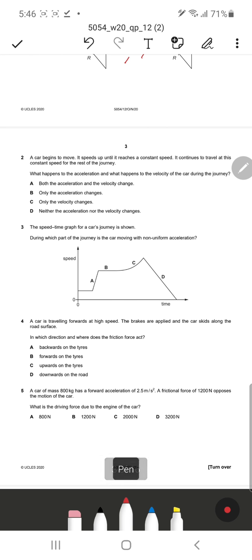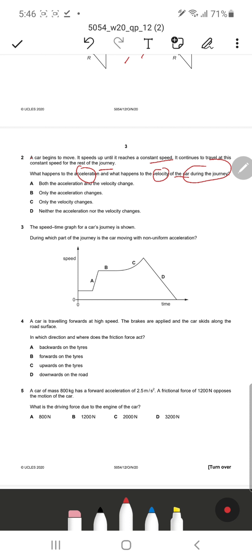Okay, let's go to the next question. It says a car begins to move. It speeds up until it reaches a constant speed. It continues to travel at this constant speed for the rest of the journey. What happens to the acceleration and what happens to the velocity of the car during this journey? The first part is very important.